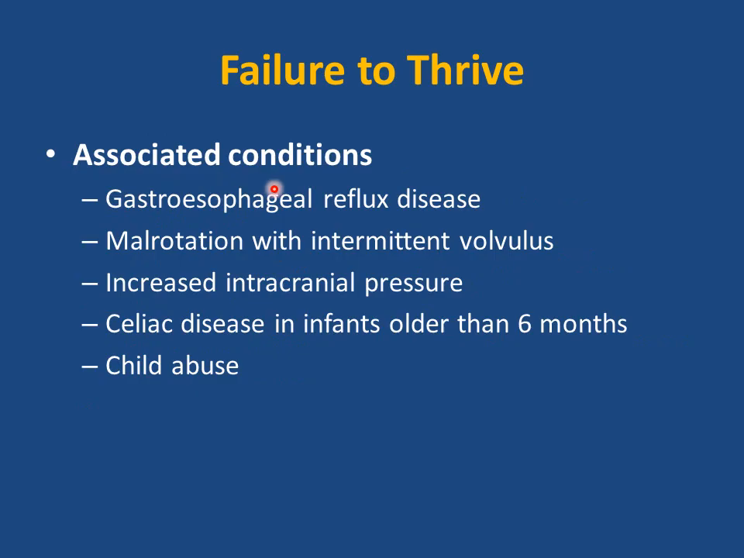you just provide reassurance. There are many conditions associated with failure to thrive that must be considered according to the history, physical examination, and laboratory. For example, gastroesophageal reflux disease can cause failure to thrive. Malrotation with intermittent volvulus, increased intracranial pressure, for example, brain tumor. Celiac disease in children or infants more than 6 months when they start a regular diet. Child abuse, if the history suggests, must be considered.